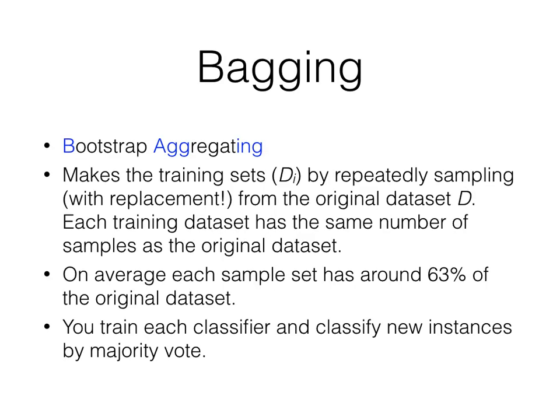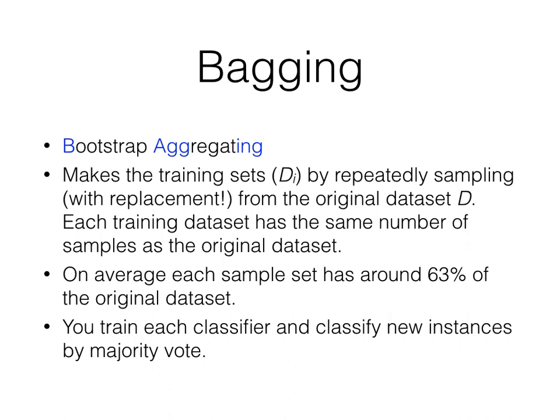Let's look at our first kind of ensemble method, and that's bagging. So bagging stands for bootstrap aggregating, and the idea is we're going to make our training sets D sub i by repeatedly sampling with replacement from the original data set D. So for example, our original data set has 100 records, and for our training data set D sub i, we sample 100 records from the original data set D, but we're allowed to choose the same data point more than once. So that means that some data points are in there more than once and some are not in there at all.